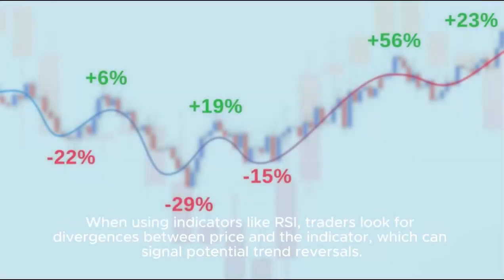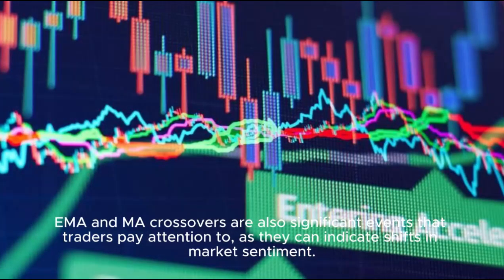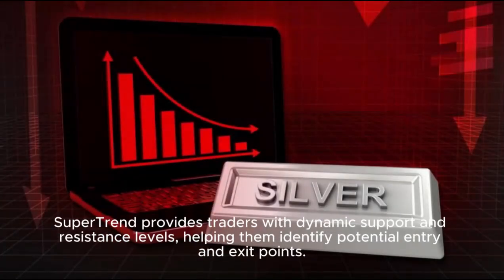When using indicators like RSI, traders look for divergences between price and the indicator, which can signal potential trend reversals. EMA and MA crossovers are also significant events that traders pay attention to, as they can indicate shifts in market sentiment. Super Trend provides traders with dynamic support and resistance levels, helping them identify potential entry and exit points.